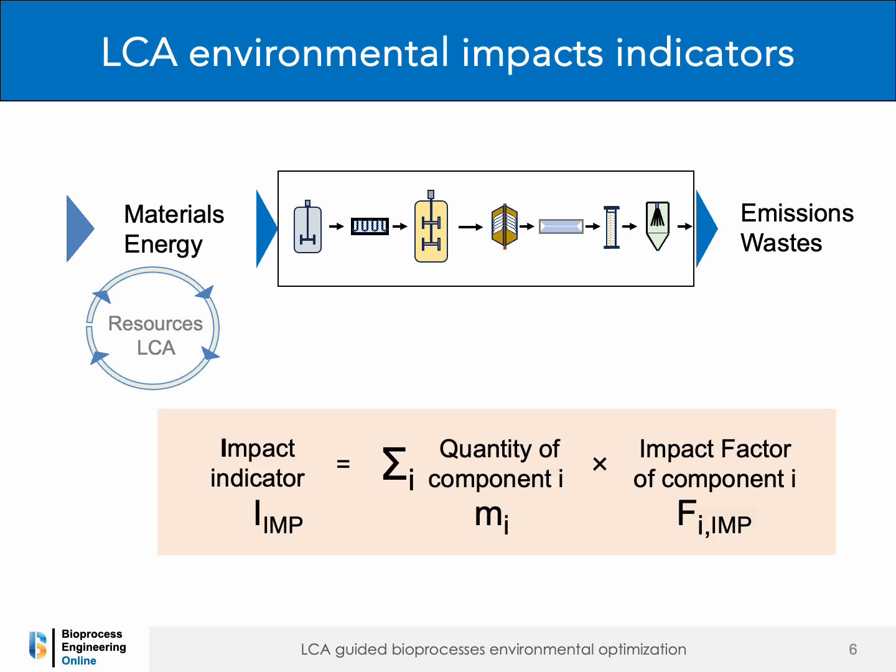Each impact indicator, denoted as IMP, is derived by aggregating the impact contributions of all inputs and outputs. This calculation is formulated as follows. IMP equals the sum of MI multiplied by FI, where MI represents the quantities of inputs and outputs from material and energy inventories, and FI denotes the corresponding impact factors per unit quantity of input or output.